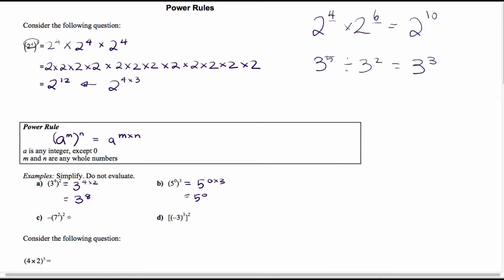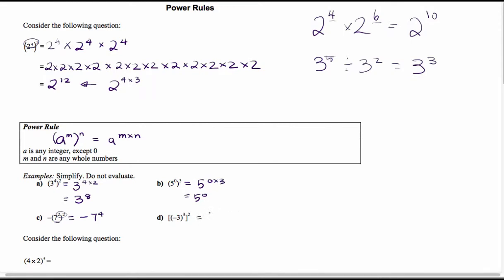Looking at our last two examples here, we have a negative, and then in brackets 7 to the power of 2, and that's all raised to the power of 2. Notice that the base here is really the 7 to the power of 2. The negative is not part of it. So we'll just leave the negative as it is, and then we look at our exponents. We go 2 times 2, which is 4. So this will give us negative 7 to the power of 4.